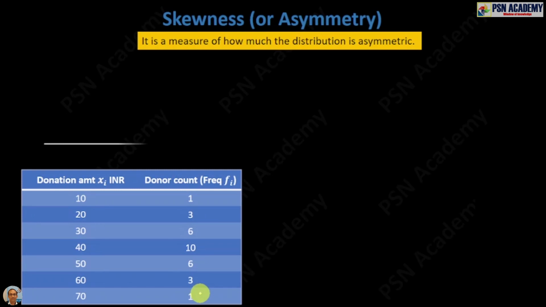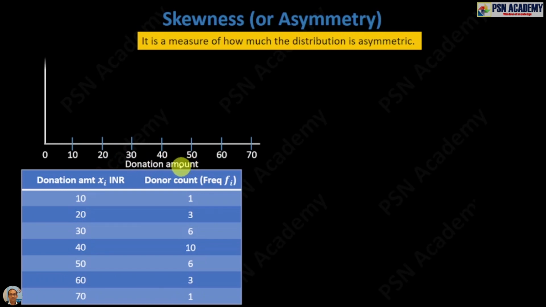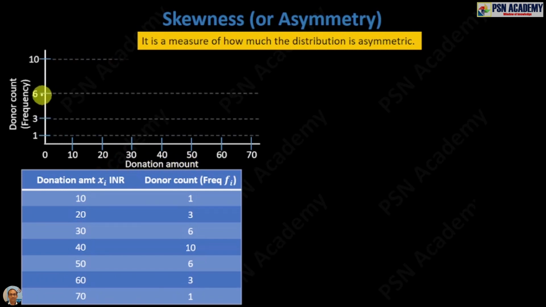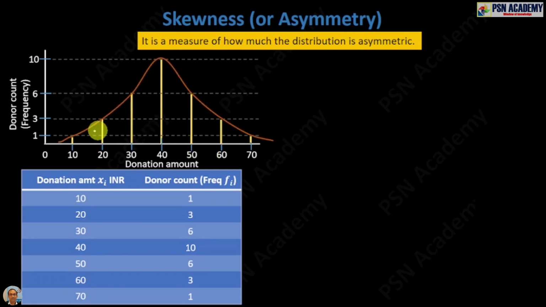Now, if we get the visualization, it will look something like this. This is the x-axis. There's a donation amount. And this side is your donor count, that is your frequency. And you will get this. That means 10 rupees was donated by one person, so this line is there. 20 rupees was donated by 3 persons, so the line goes up to 3. And this one is 30 up to 6, 40 up to 10, like that. And if you join these data points, then you'll get a figure like this.